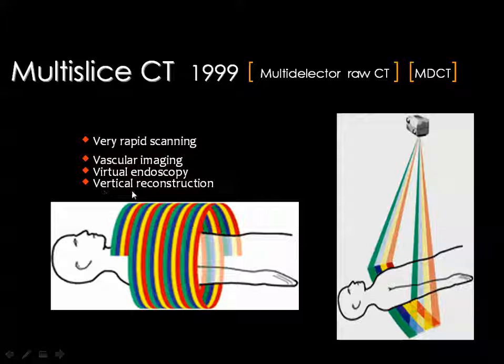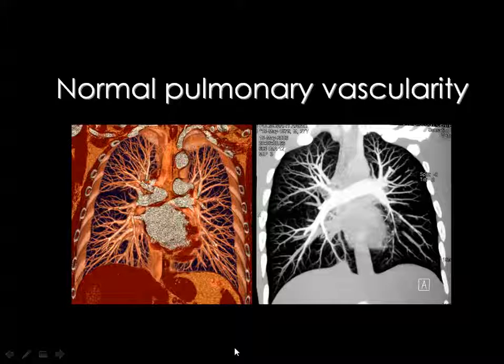And of course the reconstruction of the images in the vertical planes like the coronal, the sagittal, the oblique, and all the planes can be easily done immediately. And these are some of the examples. And here I show to you one of the examples of the CT pulmonary angiography using the multi-detector CT scan.